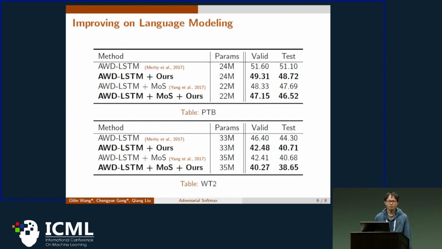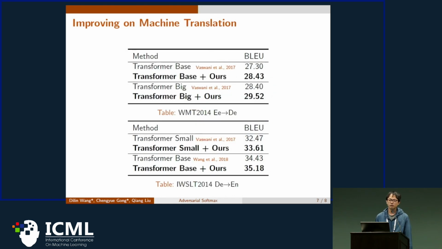We applied our method to improve language modeling. From the tables, we can see that our method achieved better performance than strong baselines. We also apply our method to improve machine translation with our adversarial training. Our method achieves the best performance in general.